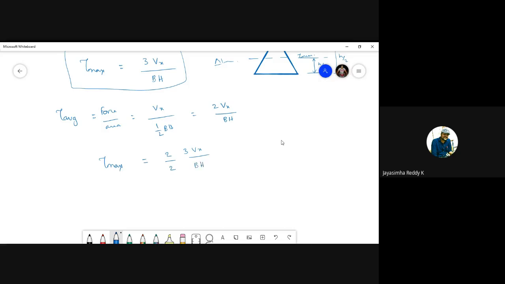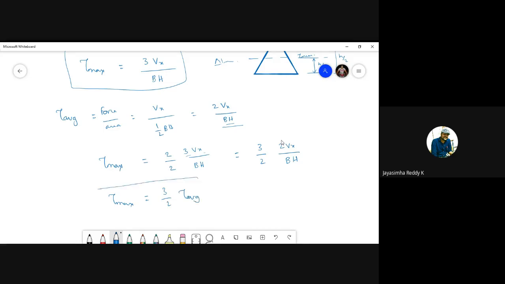Okay, what is our tau max? Tau max is 3Vx by bh. So I wrote 3Vx by bh, and just multiplied and divided by 2. This does not mean anything, it has no significance. Just multiply and divide by 2. So when we multiply and divide by 2, bring 3/2 outside. Just write 3/2 into 2Vx by bh. So 2Vx by bh is nothing but tau average. So tau max is nothing but 3/2 of tau average.